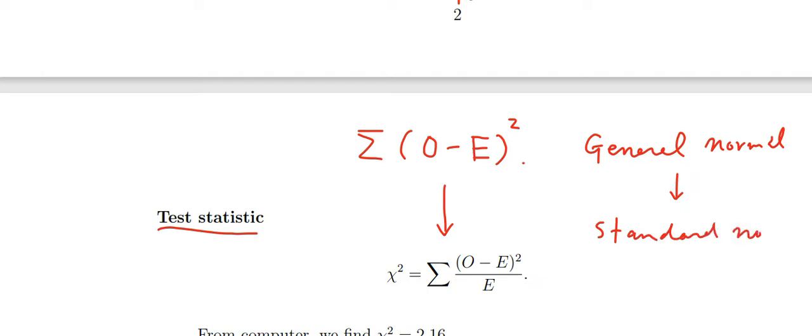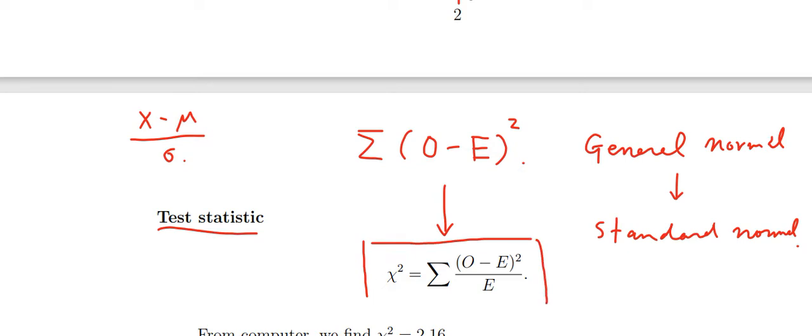So from a general normal distribution to the standard normal, we need, remember, x minus mu divided by sigma, right? Here it's just the same idea. We just use this formula to calculate this cut point or test statistic.